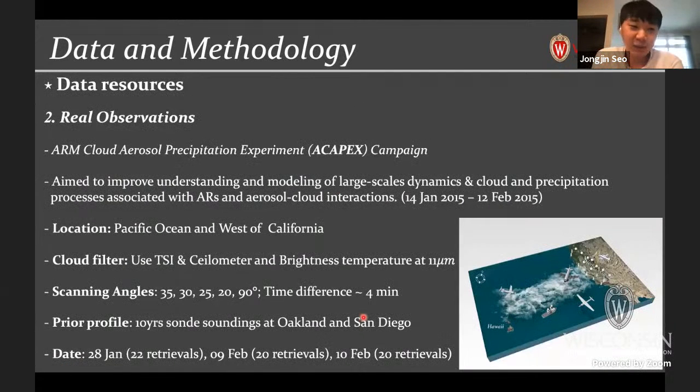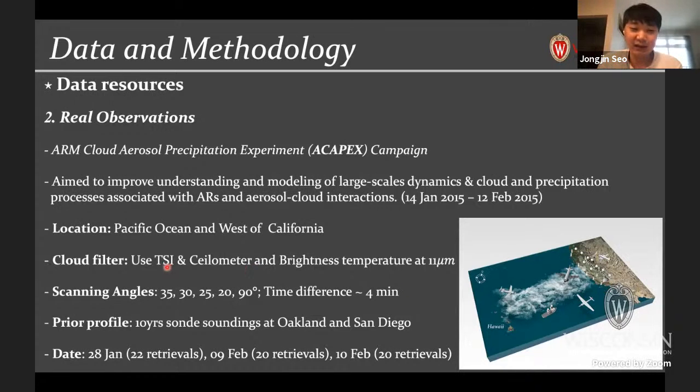The second data set we have is real observations during the ARM Cloud Aerosol Precipitation Experiment campaign. This campaign aimed to improve understanding and modeling of large-scale dynamics and cloud and precipitation processes associated with atmospheric rivers and aerosol-cloud interactions. And as we can see in these figures, the location is the Pacific Ocean, west of California.